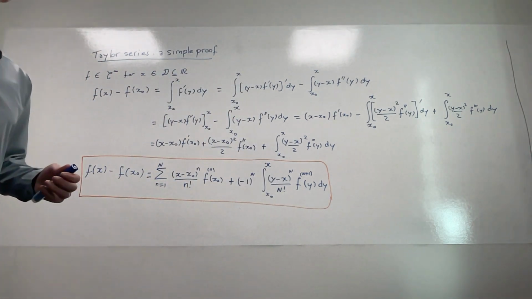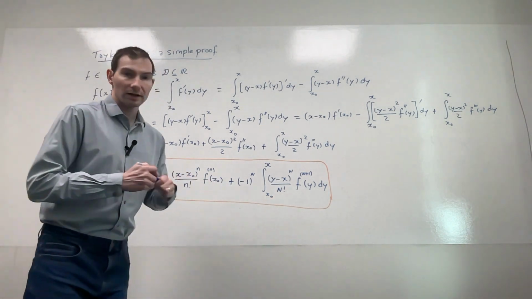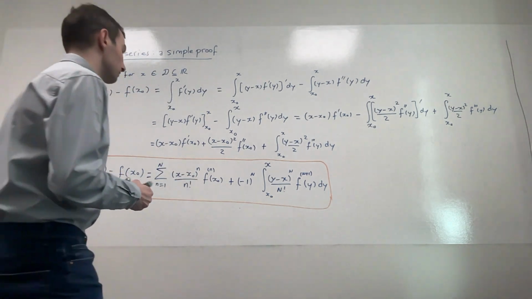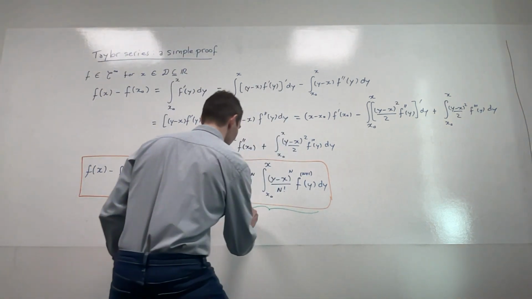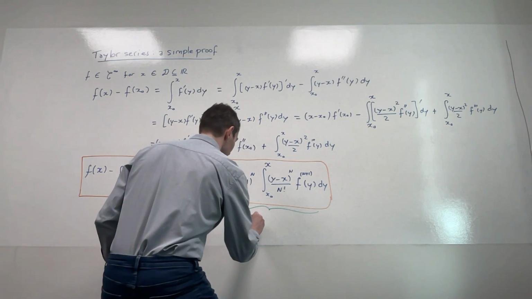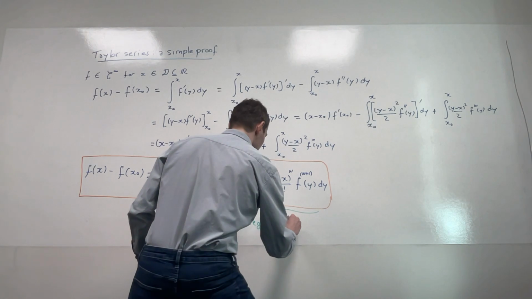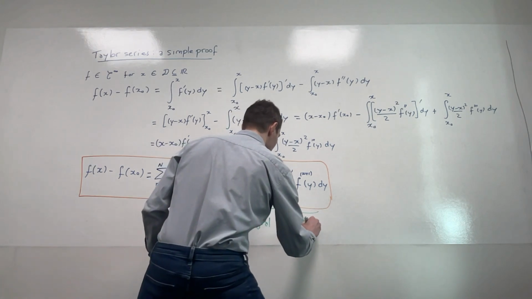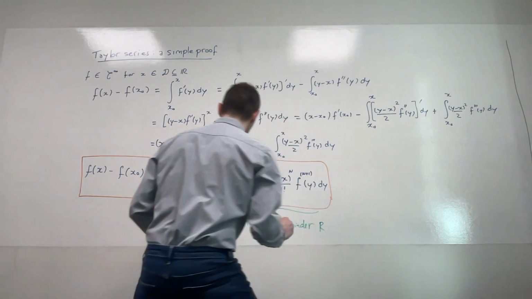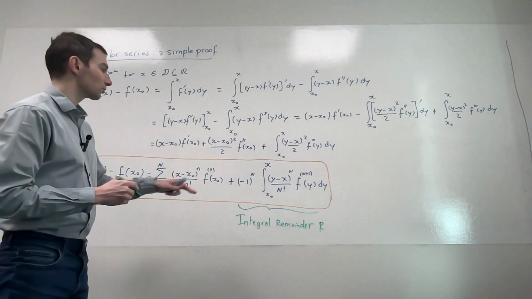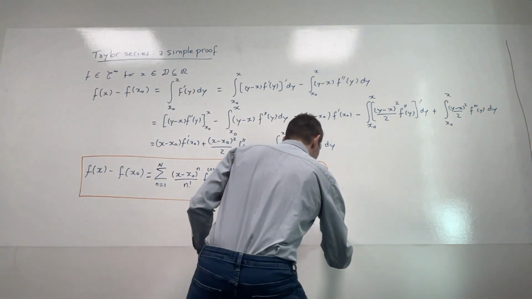And this particular final term, that's what this term here is called the integral remainder. Usually people would call it Rn, but here we want to call it rather Rn plus 1. So that's Rn plus 1.